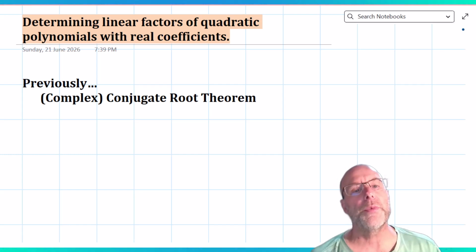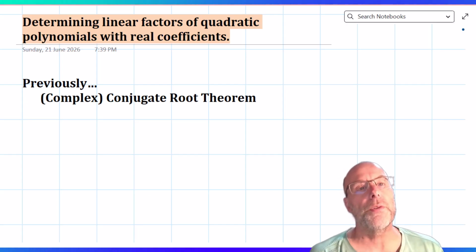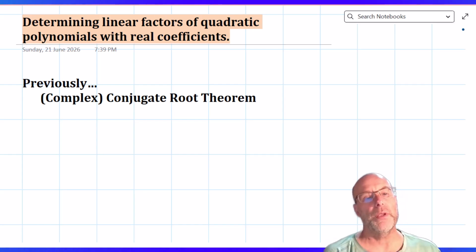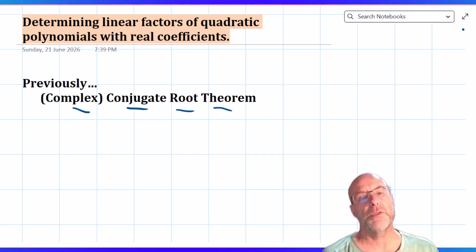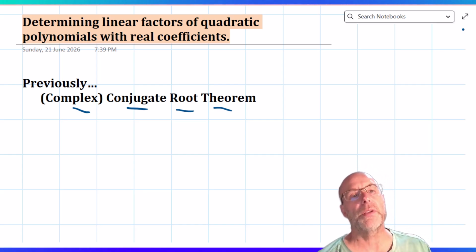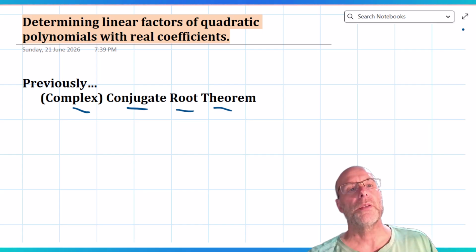Hey there, determining linear factors of quadratic polynomials with real coefficients. So hopefully you've watched my previous video, and previously we looked at the thing called the conjugate root theorem, or the complex conjugate root theorem, to give it its full name, because it uses the complex conjugate. So basically we saw last time that quadratic polynomials always have two roots.